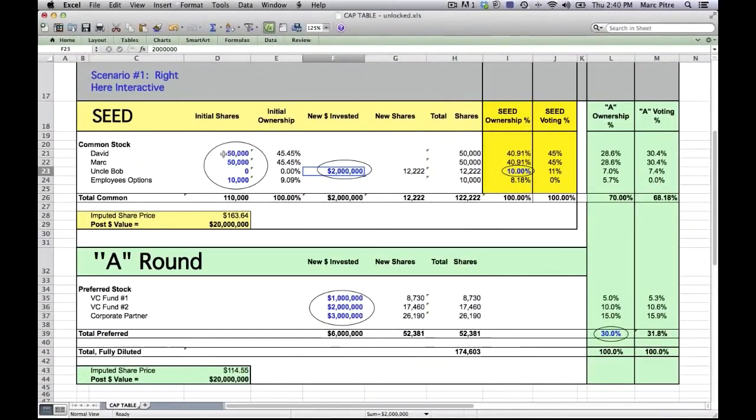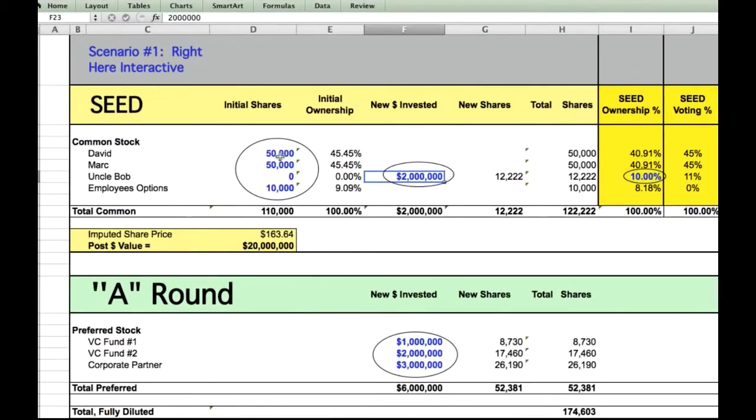Ready? Here we go. So you met David, Mark, and Uncle Bob in the last segment. They own a company called Right Here Interactive, the world's best web page agency. So Uncle Bob bought in at $2 million. He bought 10% of the company, which gave us a post-money valuation of $20 million. And in turn, we wrote Uncle Bob 12,222 shares. He's a pretty happy guy right now.